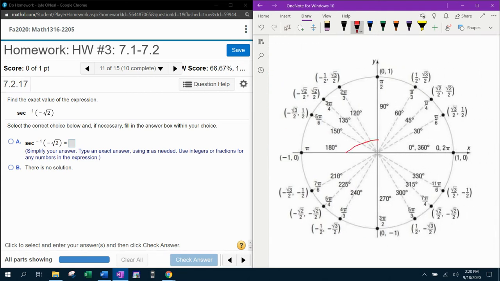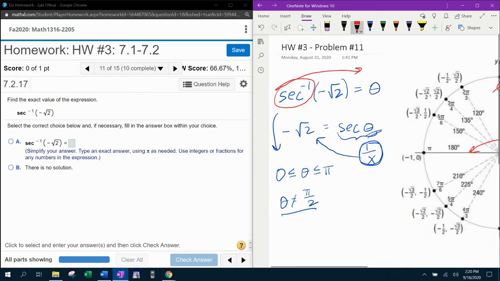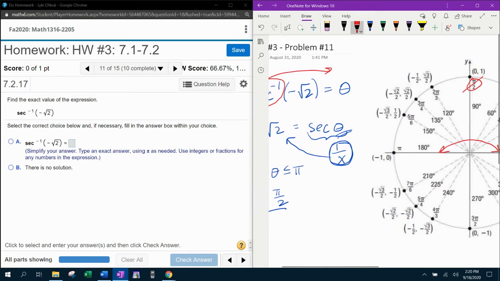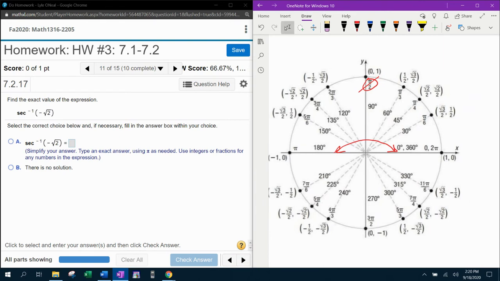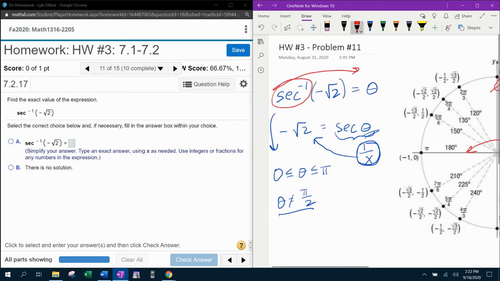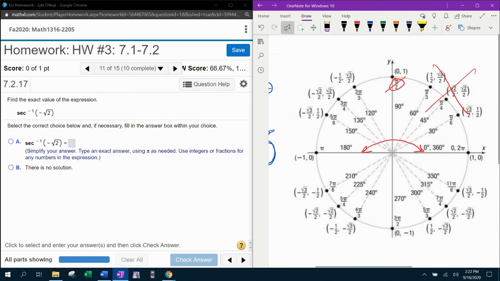We are looking at angles from 0 to pi over 2 not included, and we want to know which angle would I take the reciprocal of and get negative square root of 2? Well, it can't be the first quadrant because the reciprocal of any x in the first quadrant will be positive, and our answer needs to be negative, okay?